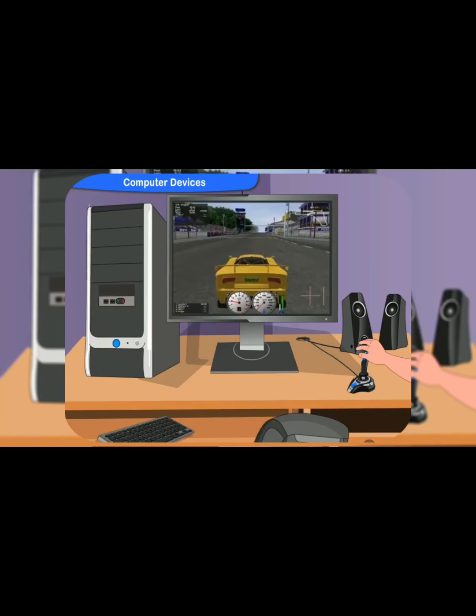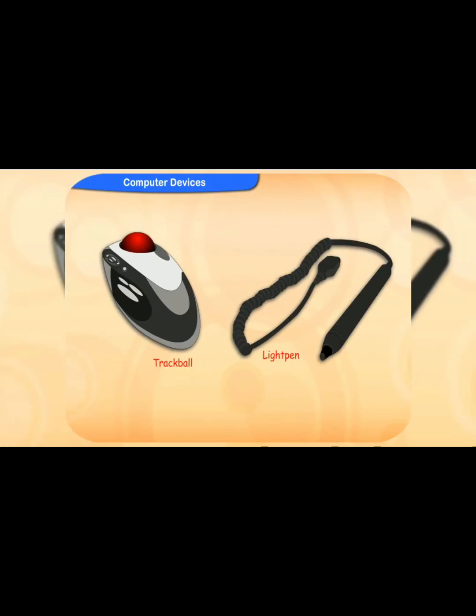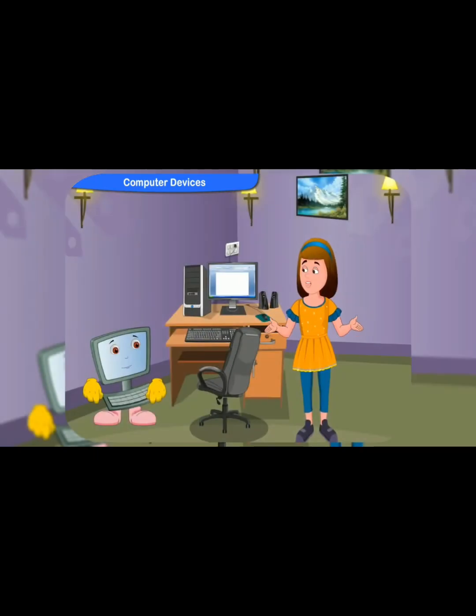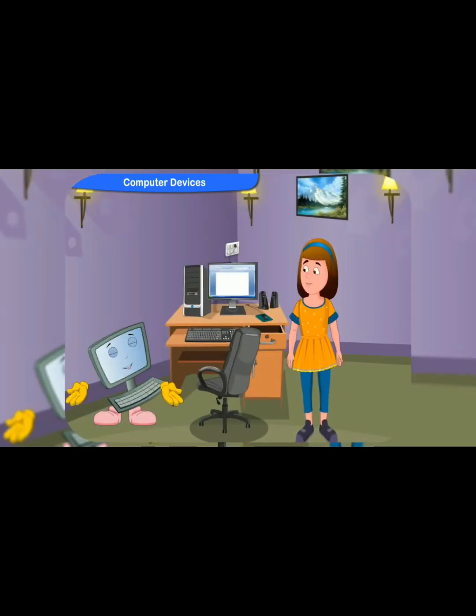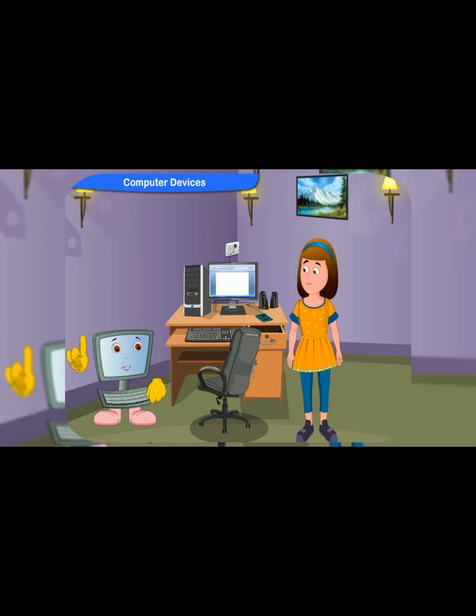Are there any other input devices besides these three? Yes, trackballs and light pens that are used with computers are also input devices. You should also keep in mind that input devices other than the keyboard are sometimes called alternate input devices. Is the monitor also an input device? No, Rennie, the monitor is an output device.